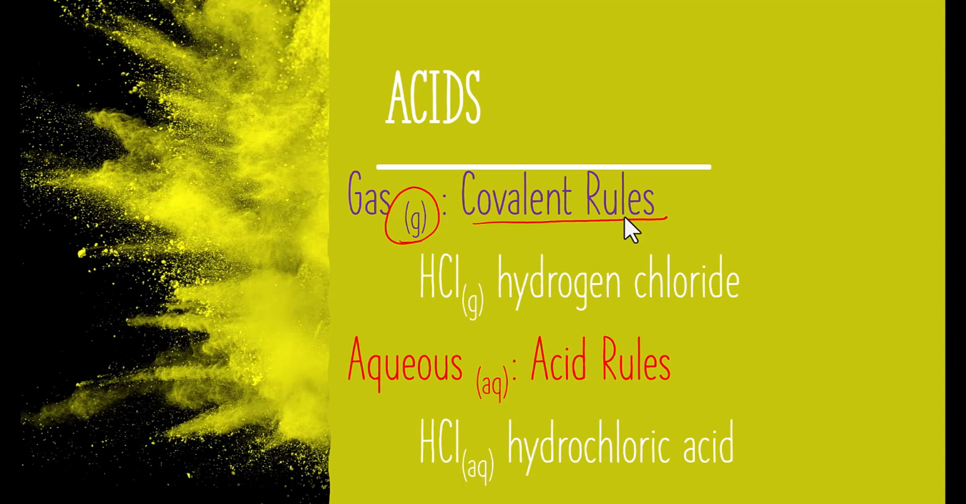If it's in the aqueous state, we use the acid rule. So Cl has no oxygen present, so we must add the hydro. It is off the periodic table. Root is chloric acid.